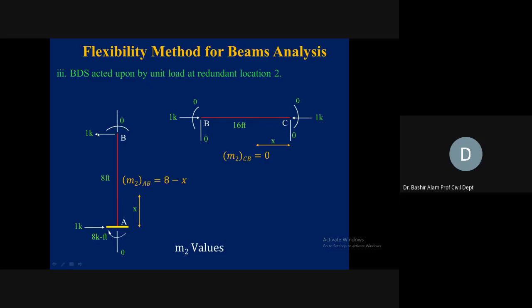Now this 1 kip is causing a counterclockwise moment, 1 times 8, which is 8 kip-feet counterclockwise. It should be balanced by 8 kip-feet clockwise. So M2 for AB is equal to, now writing the moment equation, 8 minus 1 times x. So 8 minus x is recorded here. Taking this origin, 0 times x plus 0, so 0 is recorded here. M2 values are final now.